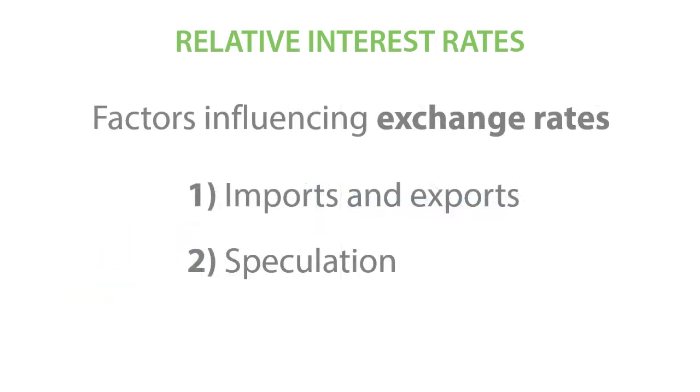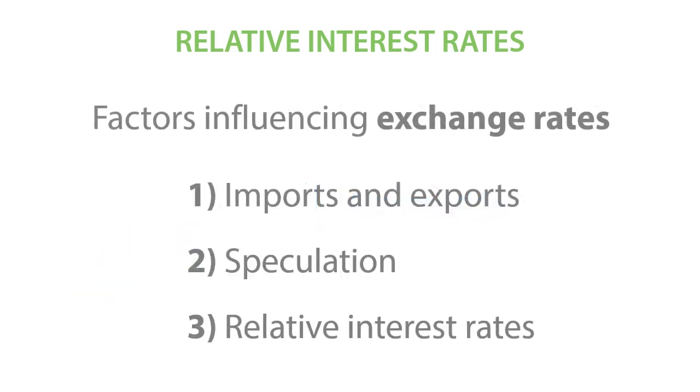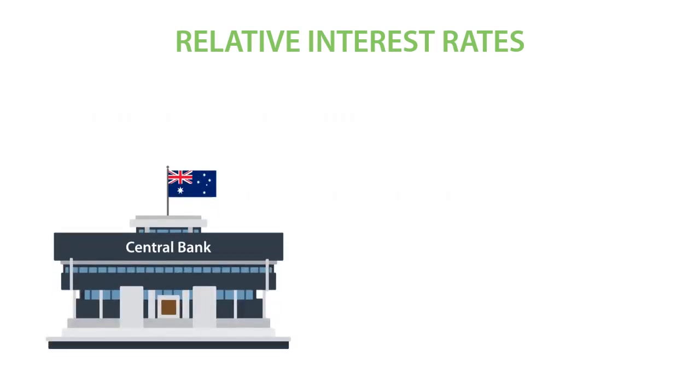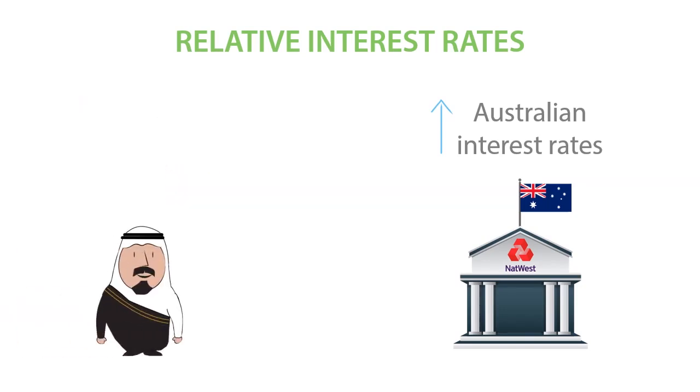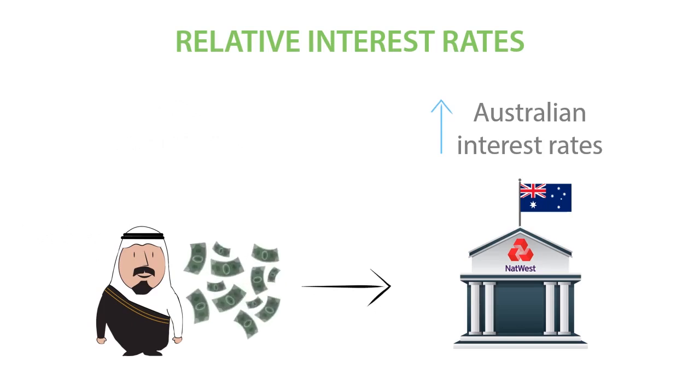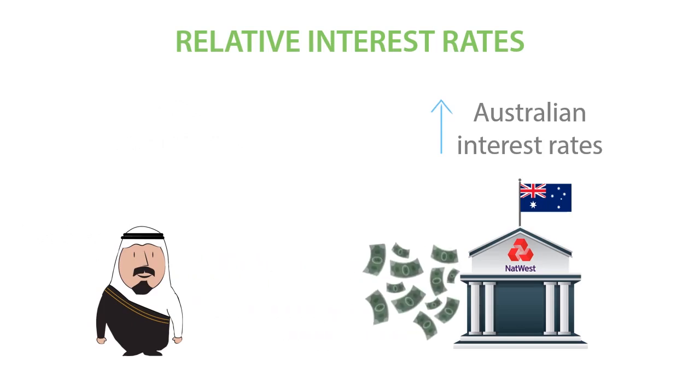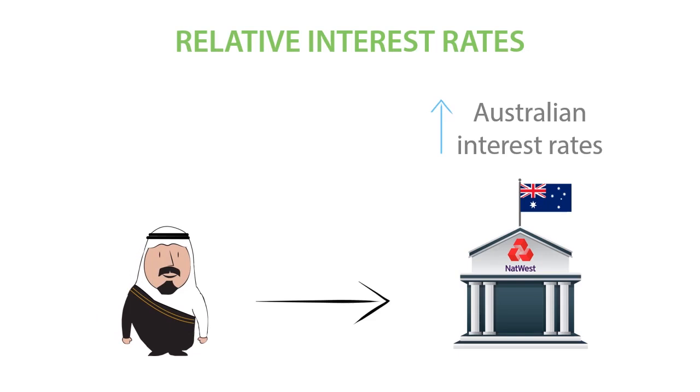Our third factor that influences exchange rates is relative interest rate. For instance, in 2010, the Reserve Bank of Australia increased their base interest rate to try and limit inflation. And when the base interest rate goes up, Australian high street banks also put their interest rates up. So when Australia increased their interest rate, hot money investors from abroad with tons of spare cash started putting their money into Australian banks to cash in on the higher interest rate. So hot money started flowing towards Australian banks.